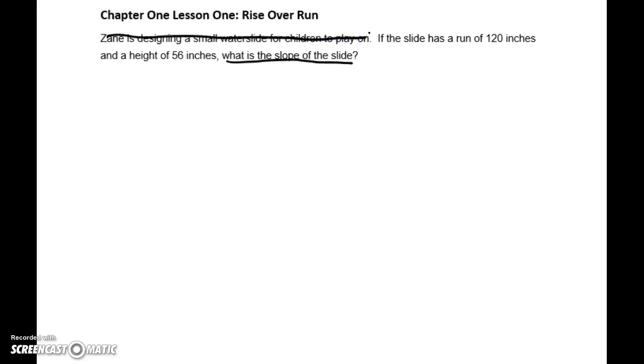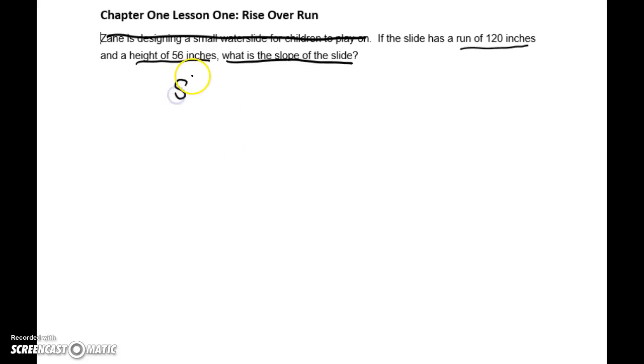So next sentence says, if the slide has a run of 120 inches and a height of 56 inches, what is the slope of the slide? And that right there, it not only tells us what is being asked, it also tells us that the slide has a run of 120 inches and then a height of 56 inches. Now that information is very important because of the equation that we know for slope.